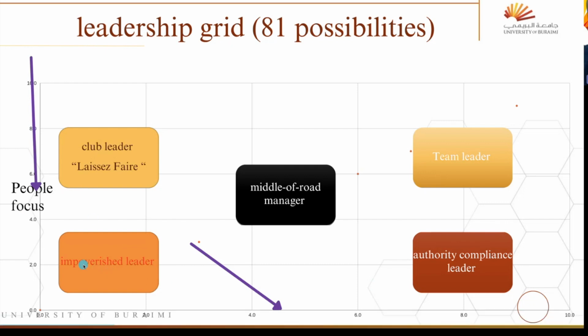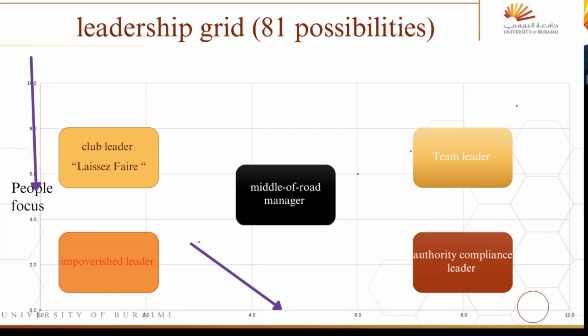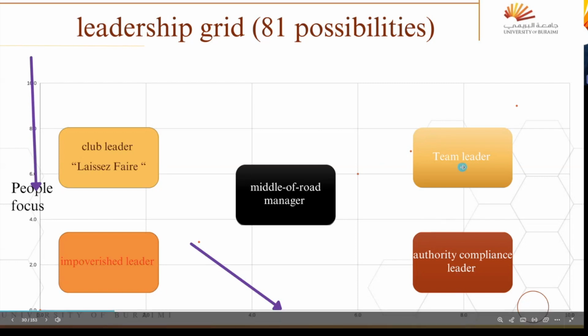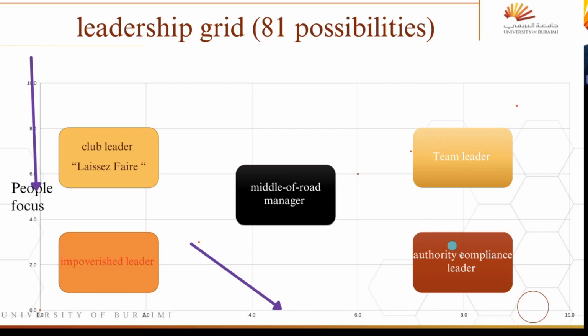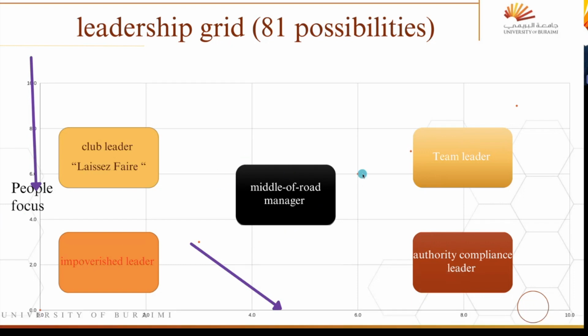On the opposite corner, the leader who is unable to provide either people focus or task focus is the impoverished leader, the weak leader. While vice versa, the leader able to interact with the followers and be both people focused and task focused is the team leader. On the other side, the authority compliance leader, or autocratic leader, is located in this corner, where he is only focused on the tasks, not on the people. Between them, the majority of leaders come in, which is the middle of the road managers.